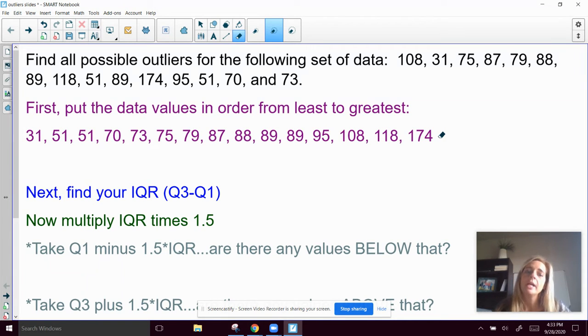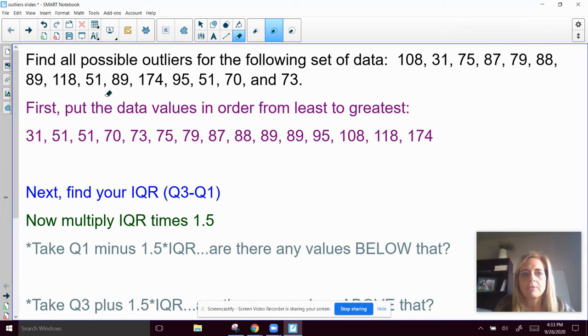You just never know. And to make sure it's not a judgment call, there's a mathematical formula that we're going to use to determine if any values are outliers. Let's take a look at this example. It says, find all possible outliers for the following data set. And the data set has been listed there for us.